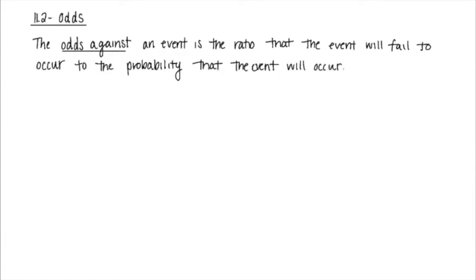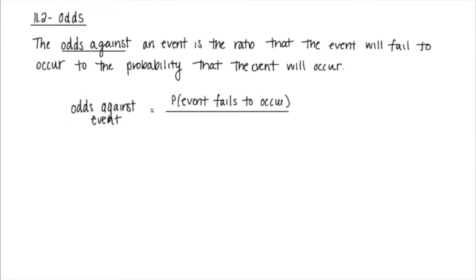Okay. So ultimately, if you want the odds against an event, it's going to equal the probability the event fails to occur divided by the probability the event occurs. Another way you can think of this is failure up in the top, so the probability of failure divided by the probability of success.